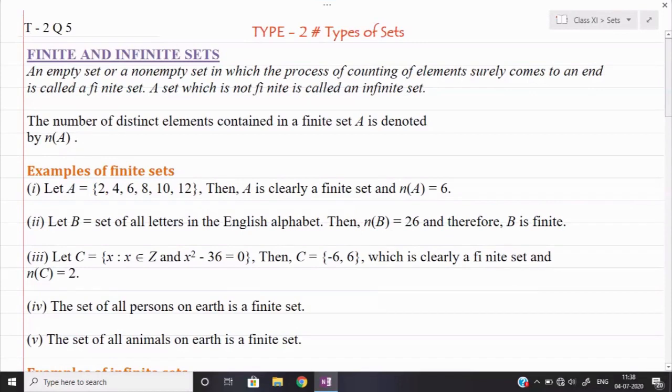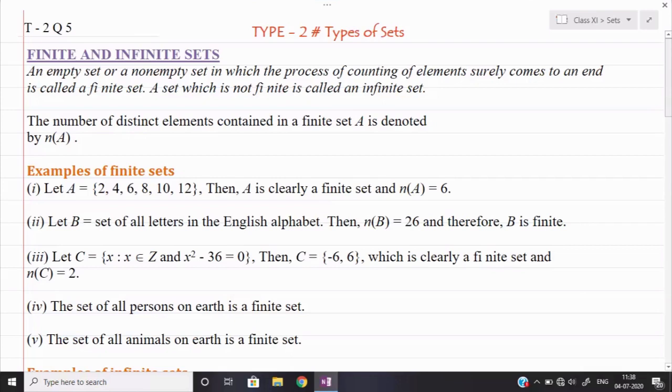As the words make clear, a finite set will contain a countable number of elements, meaning we can count them, and an infinite set will contain an infinite number of elements that is not possible to count. For example, the stars in the sky we cannot count, that is not possible, so that will be an infinite set. A finite set would be, for example, the students studying in your class.